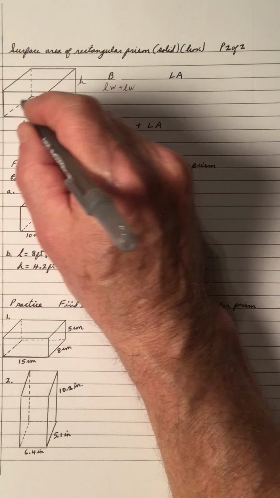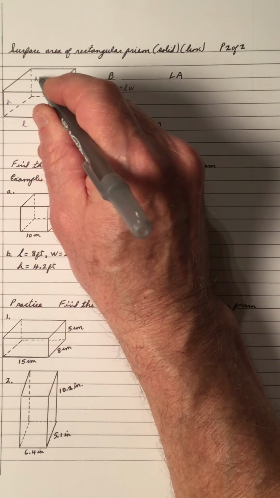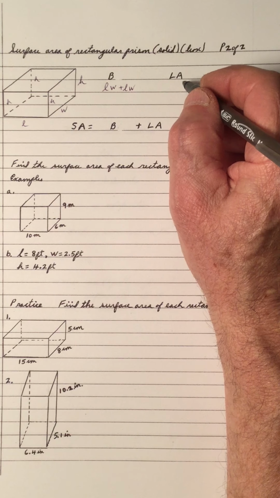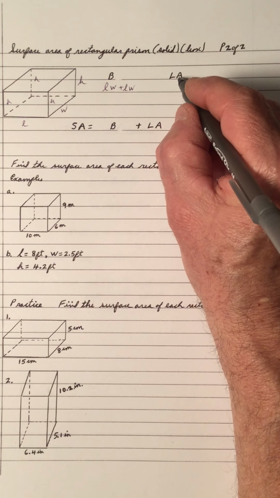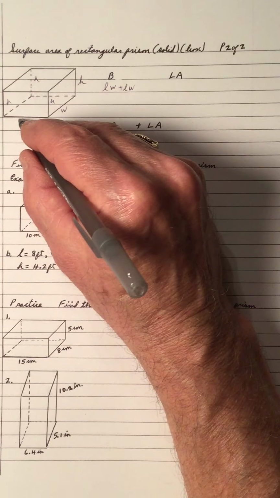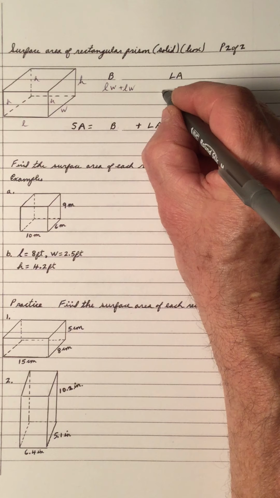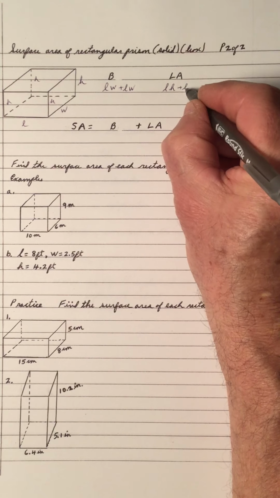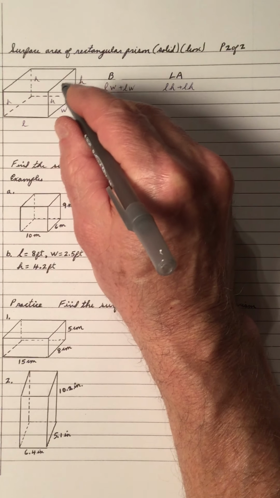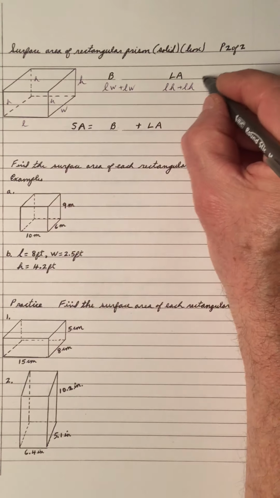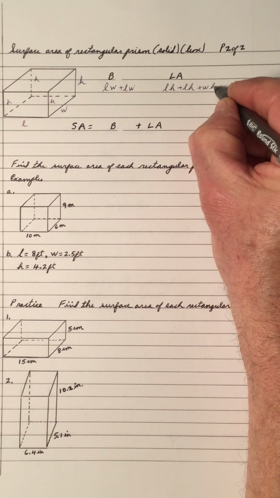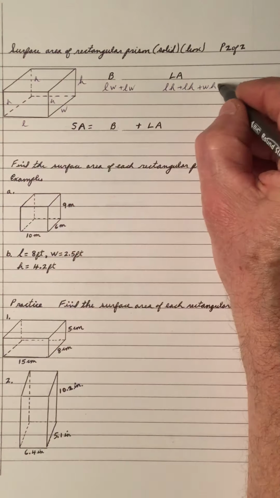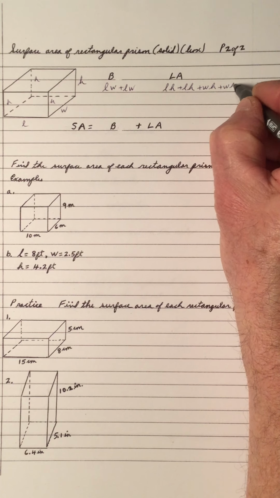So that's a height, and that's a height, and that's a height, because all heights are the same in a box, the same distance in height. So the front of the box is an L and an H. The back of the box is an L and an H. And the side of this box is a W and an H. And this side over here is the same as this side, so that's a W and an H.